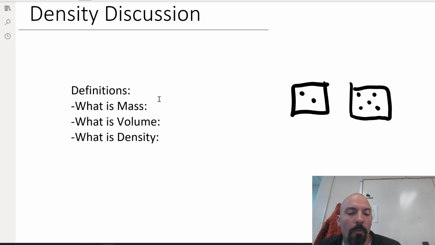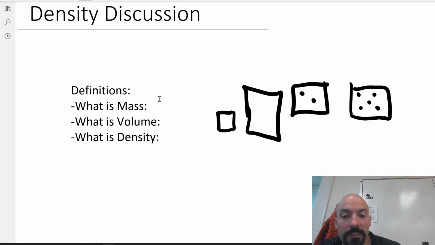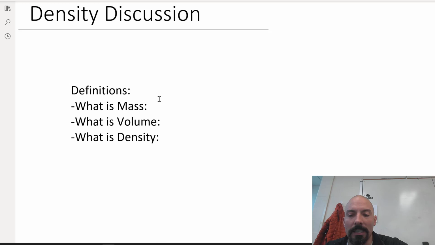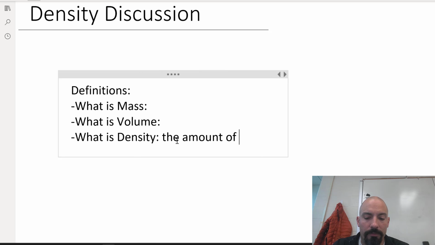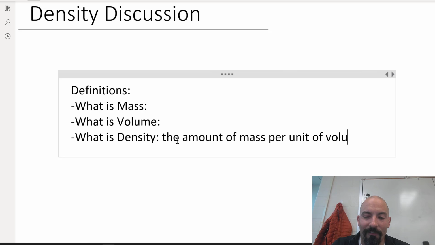We've talked about how volume is just the amount of space something takes up. So a small box compared to a much bigger box is taking up more space. Well, we've just finished up the lab with density, and now we need to talk about what density is. Now, technically, density is the amount of mass per unit of volume.